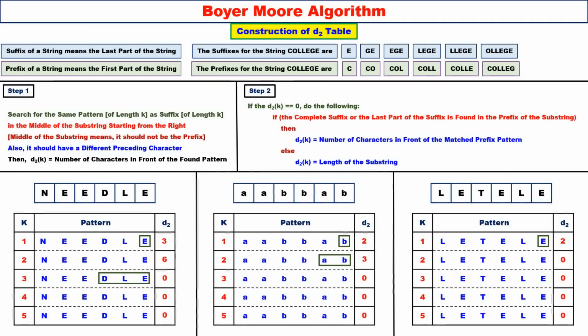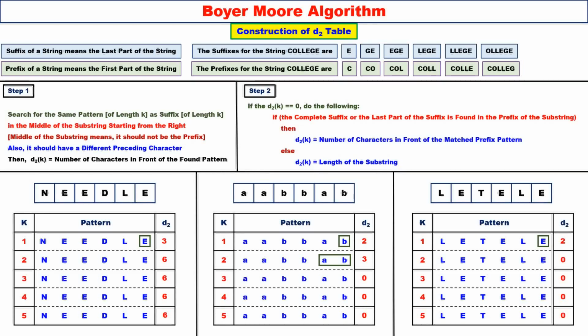No. Therefore, it should be initialized to the length of the string. What is the length of the string? 6. Yes. Similarly, EDLE. EDLE or DLE or LE or E, is it found as the prefix of the string? No. Therefore, it should be initialized to the length of the string. Similarly, here also it is initialized to the length of the string. So now we have D2 values for needle for all the cases.